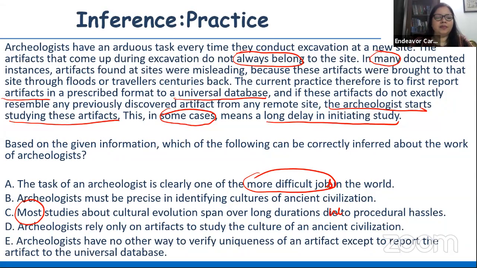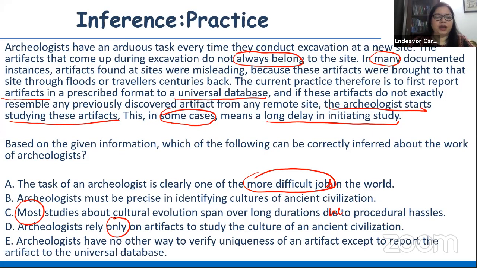That's eliminated. Archaeologists rely only on artifacts to study the culture of an ancient civilization. We don't know. Artifacts are mentioned here, but nowhere in the paragraph am I told that they rely only on artifacts to study the culture of an ancient civilization, right?